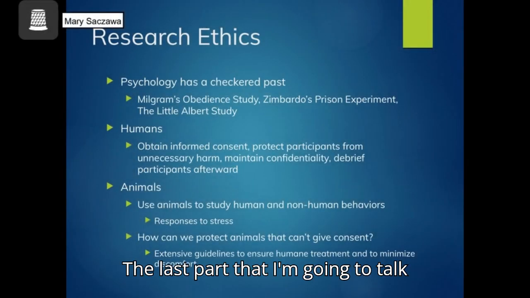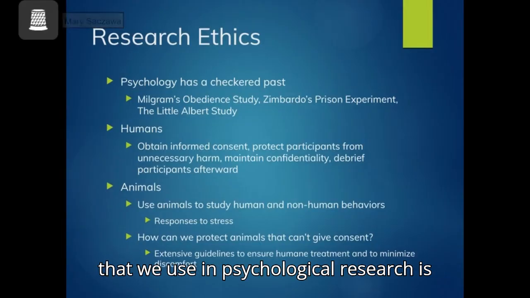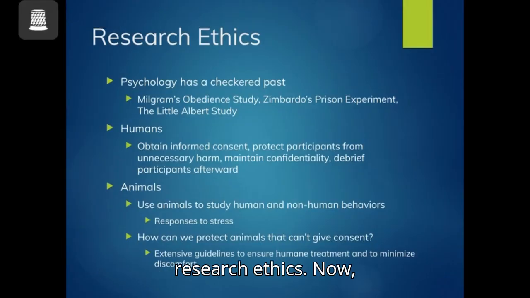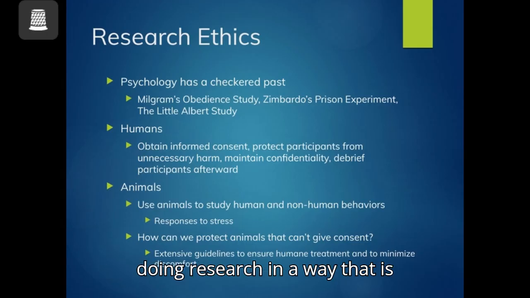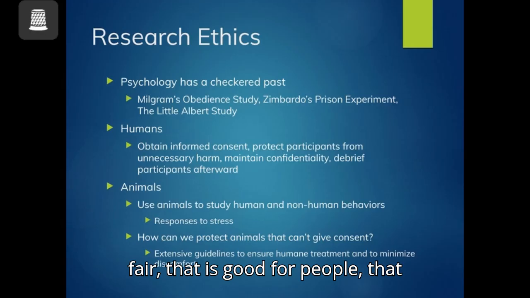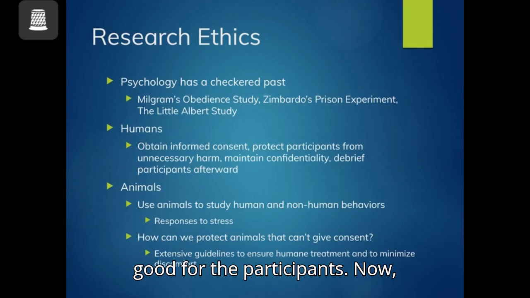The last part that I'm going to talk about with regards to the actual methods that we use in psychological research is research ethics. Now, this is the ethics of doing research. This is making sure that we are doing research in a way that is fair, that is good for people, that is good for humans as a whole, and is good for the participants.